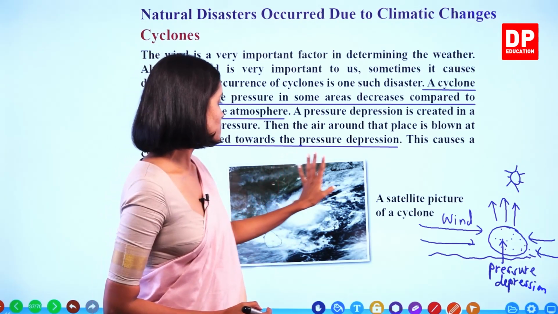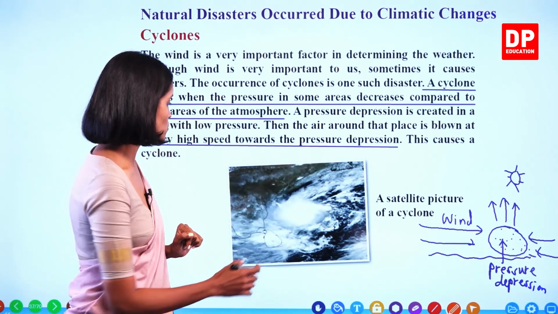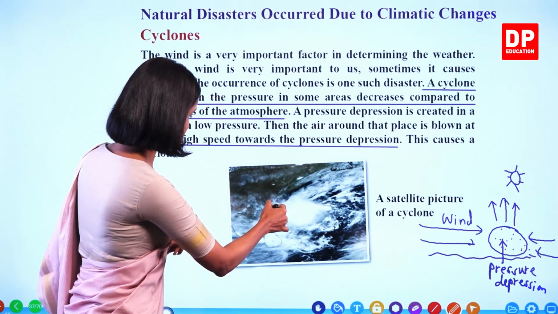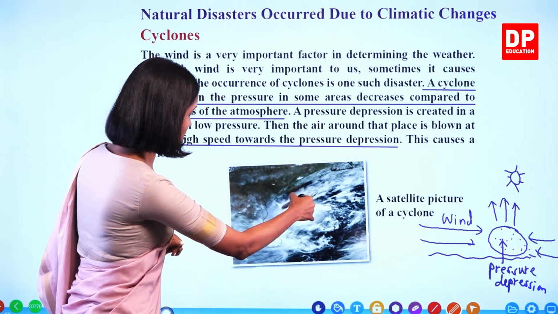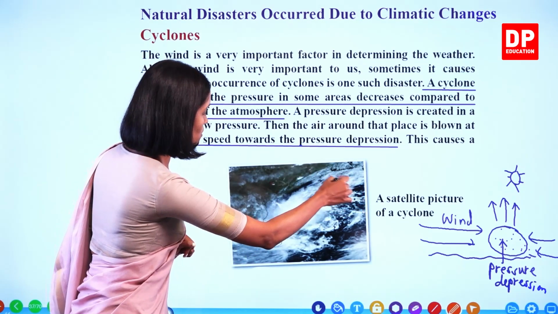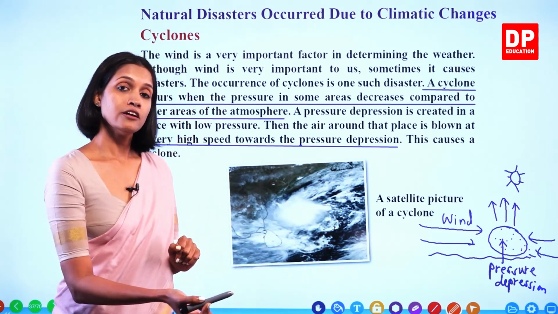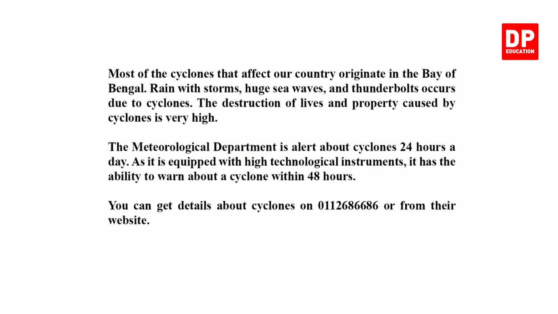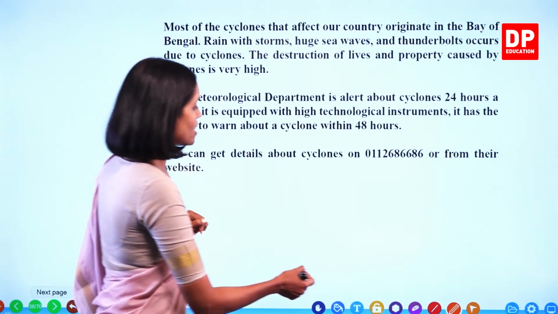This is a satellite picture of a cyclone. So if you observe carefully, you can see this area. This is India, Sri Lanka. This area is called the Bay of Bengal, right? Okay, we'll move on to the next. Most of the cyclones that affect our country originate in the Bay of Bengal.